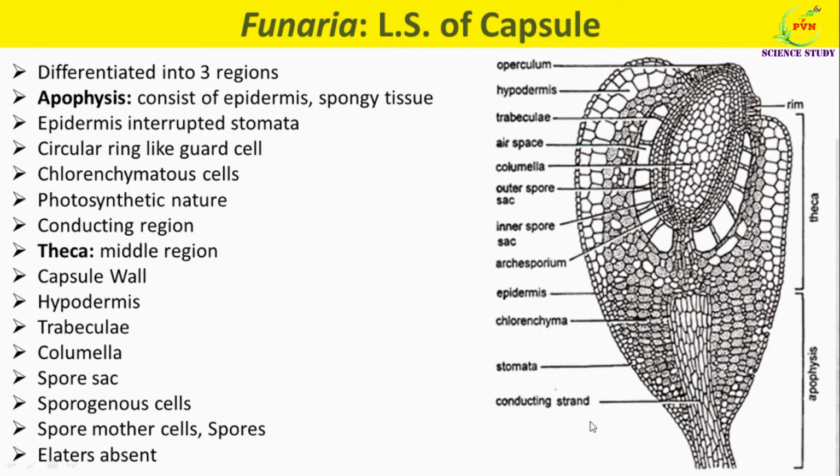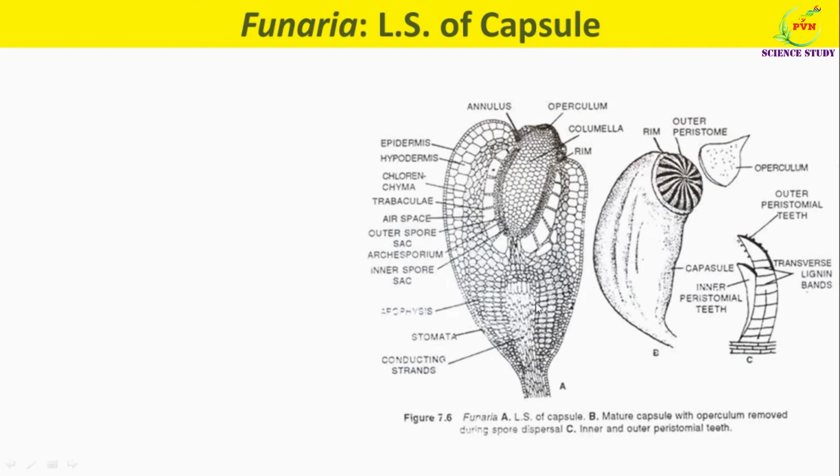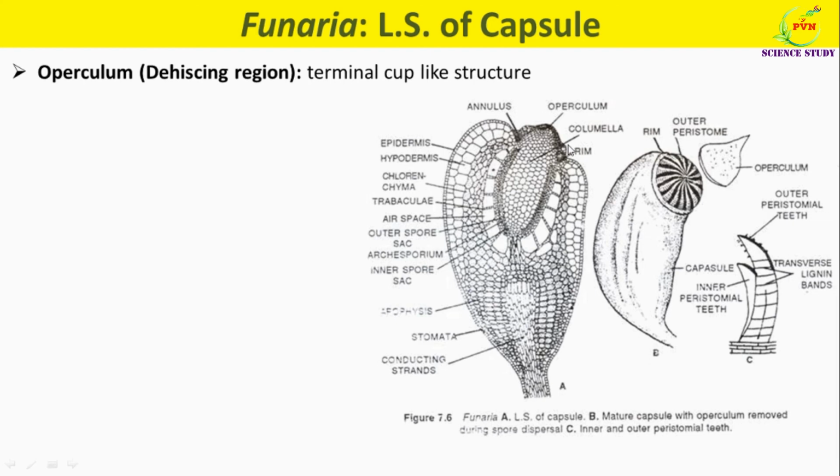With this we have completed 2 regions, that is apophysis and theca. The third remaining region is the operculum. So this is the diagram which shows a longitudinal section of the capsule showing operculum, as well as the mature capsule with the operculum removed during the spore dispersal. Here you can see the inner as well as the outer peristomial teeth. The terminal beak-like structure of the capsule is called the operculum.